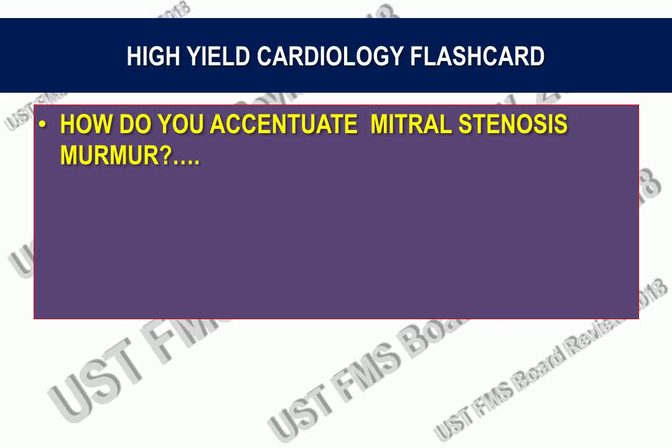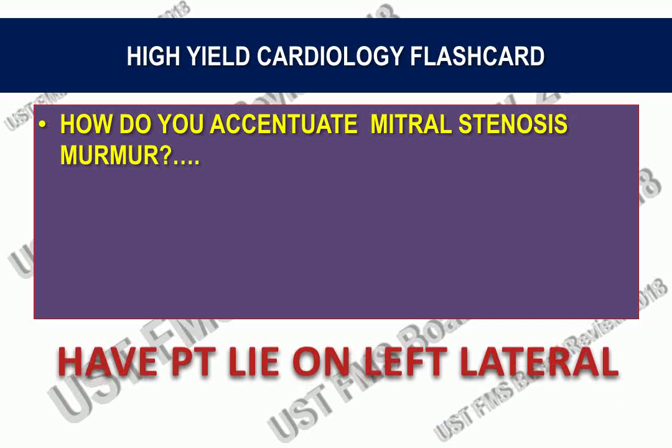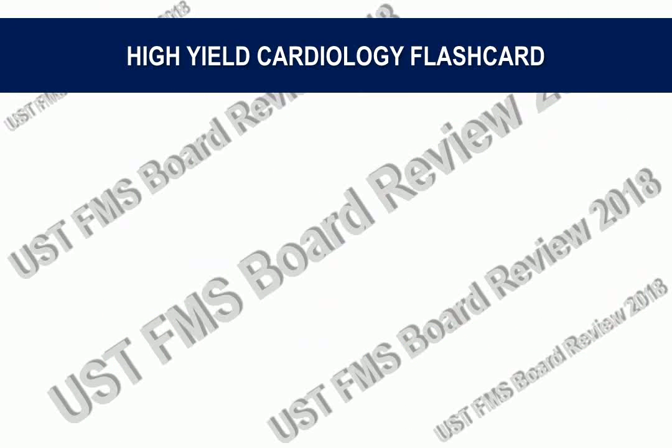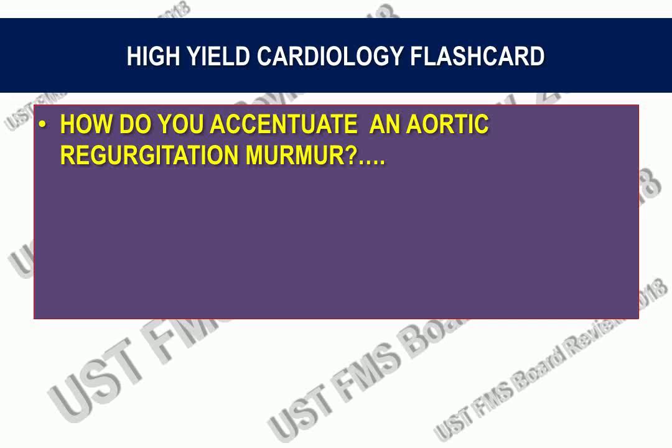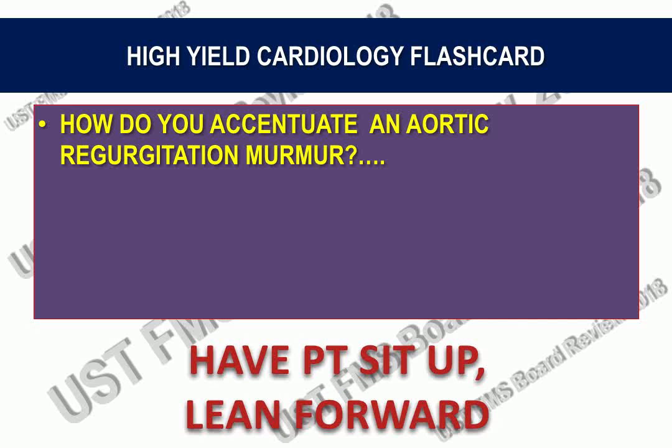And this is something that is a must-know for you. One of the maneuvers you can do in physical examination, if it's a mitral stenosis or even a mitral regurgitation murmur, you have the patient lie on the left lateral decubitus. So be familiar with the maneuvers that you need to do in order to accentuate specific murmurs of the patient. On the other hand, how do you accentuate an aortic regurgitation murmur? For aortic murmurs, you have the patient sit up and lean forward. And that's the specific maneuver.